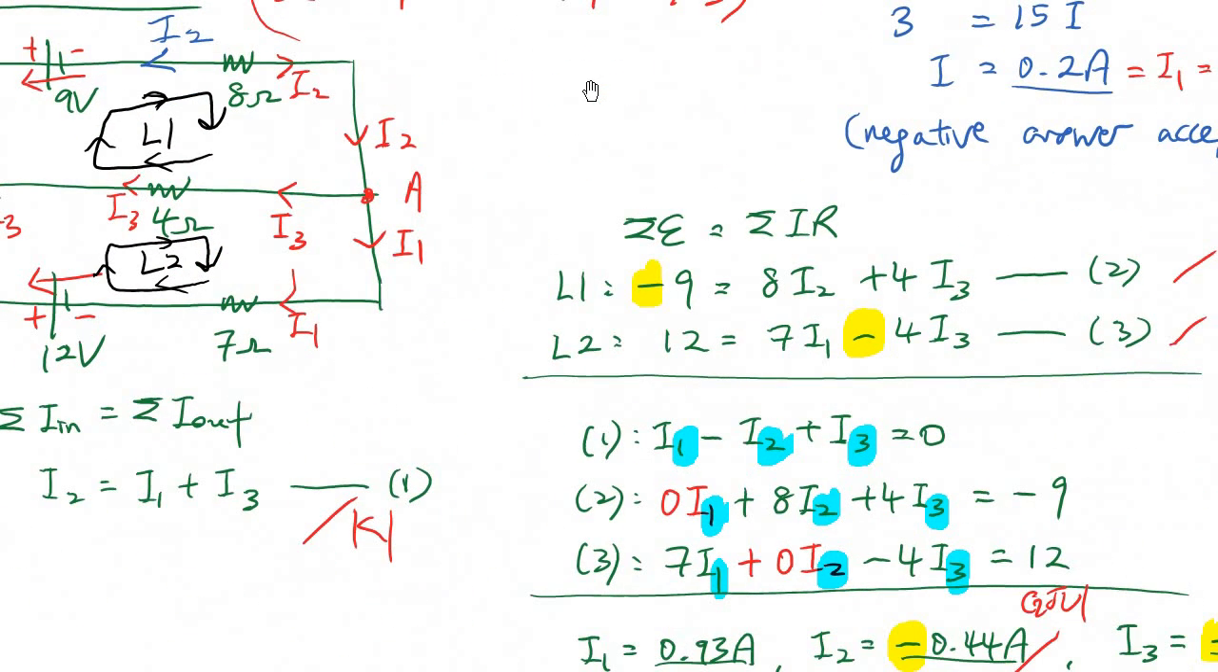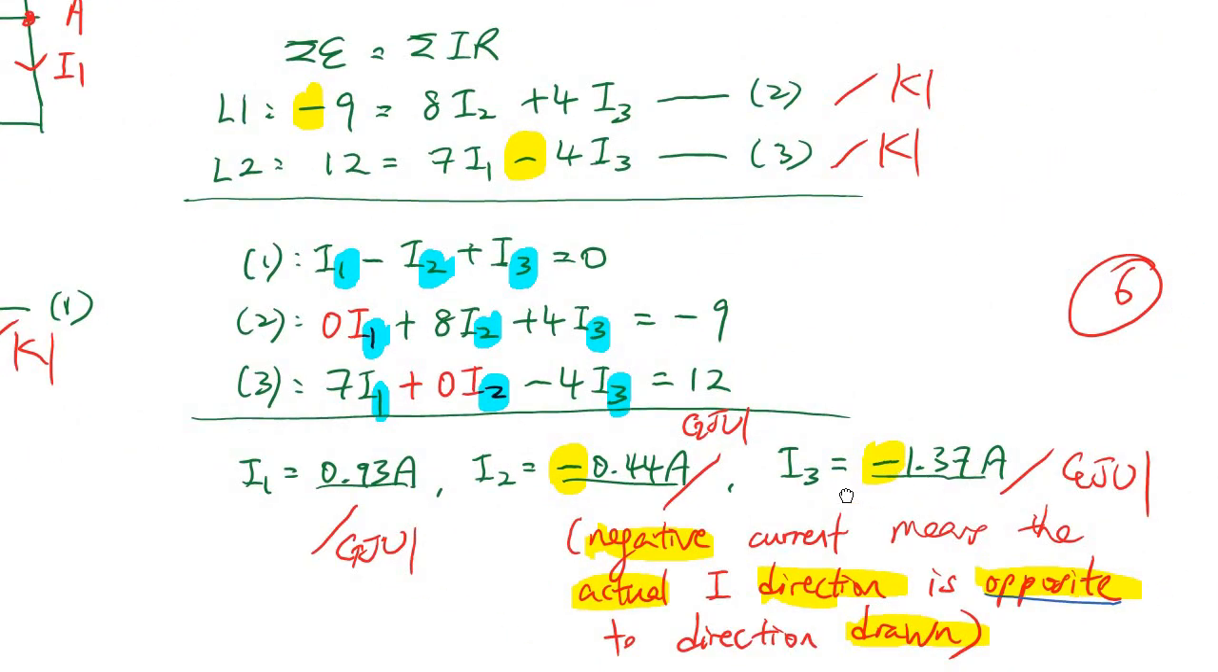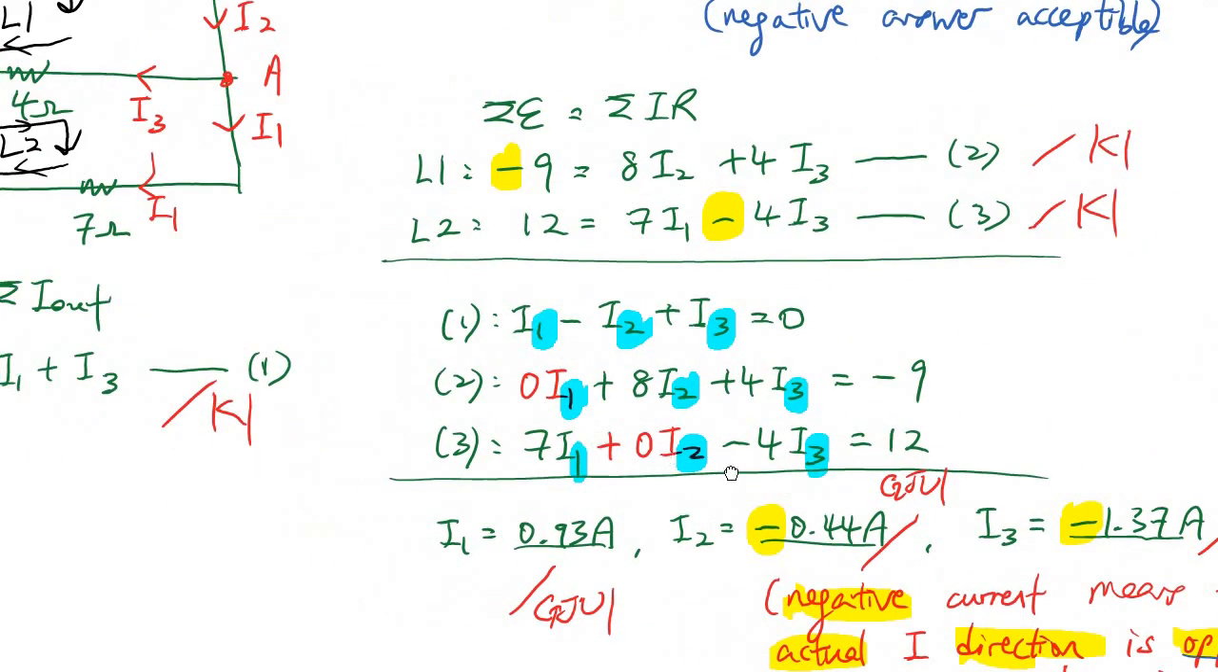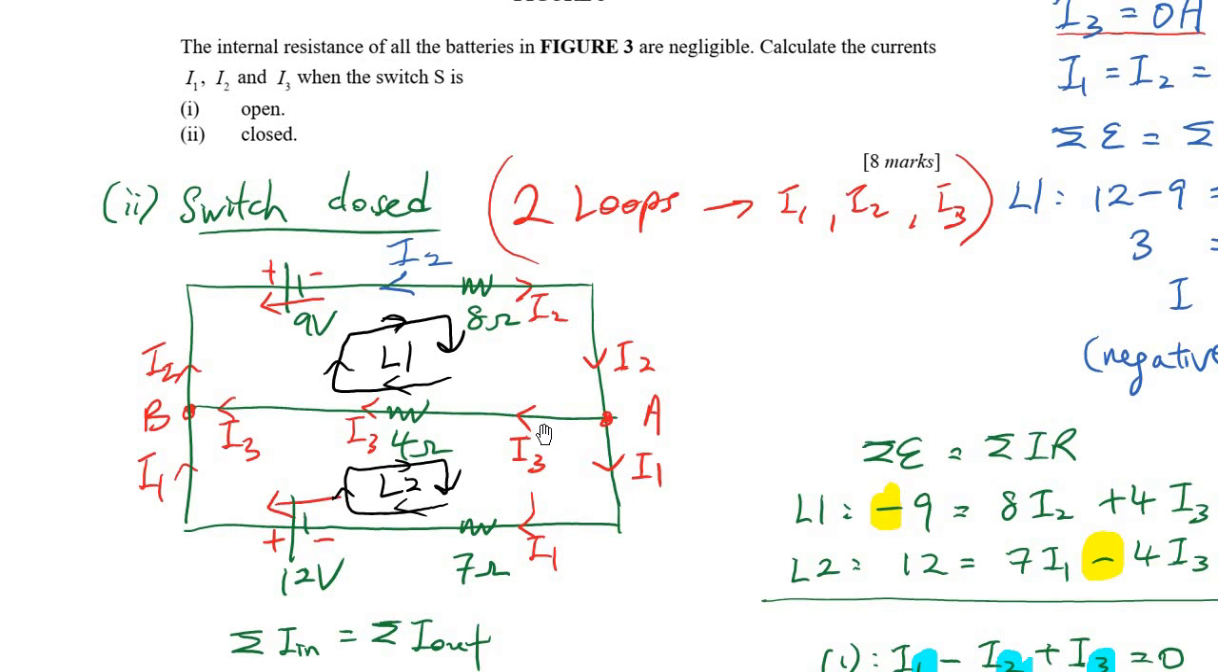And for I3, if you also get negative, it means you drew I3 to the left, but since I3 is negative, the actual direction is to the right instead of to the left. So the blue one is the actual direction. Okay, thank you.